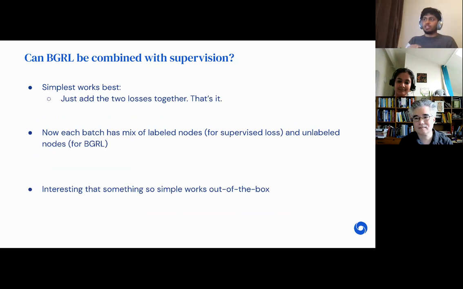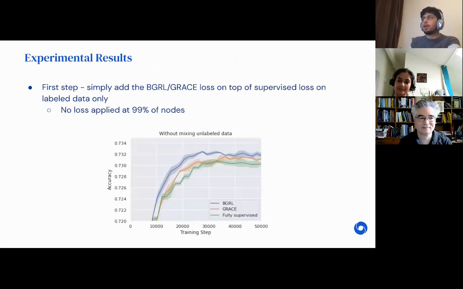Because now each batch just has a mix of labeled data for the supervised loss and unlabeled nodes for BGRL. And I think it's crazy that this worked just out of the box. That was something I was very excited by. And I think it makes it more likely to be applicable to many different scales of problems, many different domains. And it's just easier from a practitioner's point of view. Yeah, this is definitely not obvious.